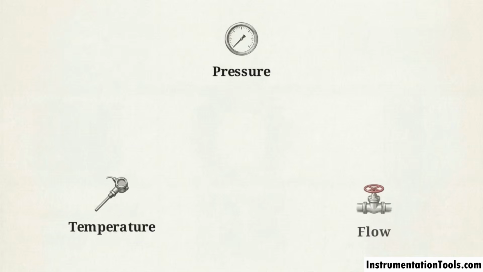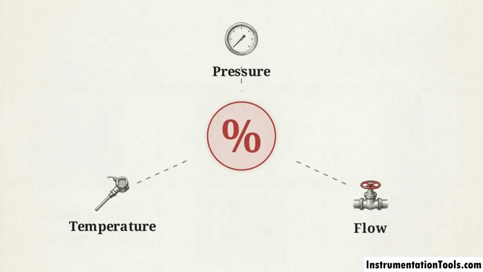Normalizing physical measurements into a percentage first allows this same conversion logic to be applied to any instrument in the plant, regardless of whether it measures pressure, temperature, or flow.